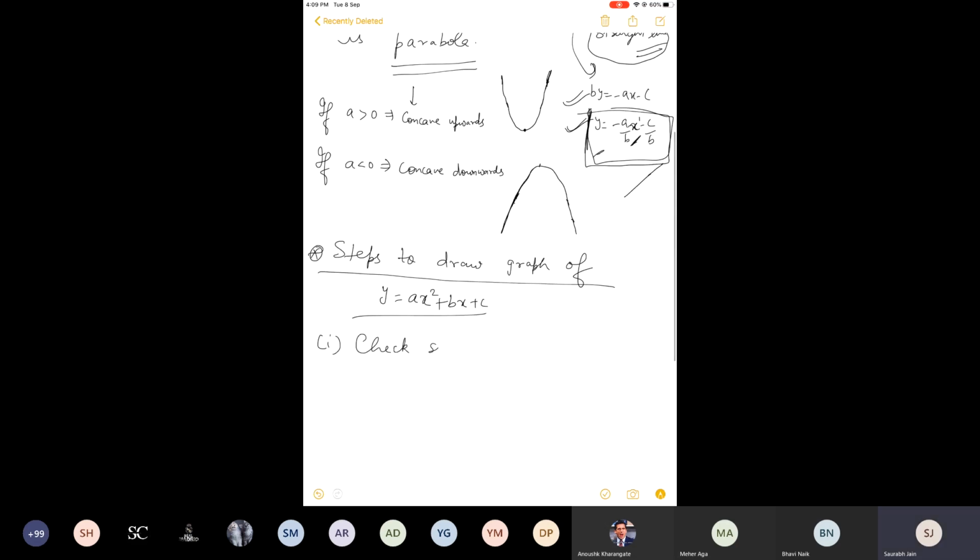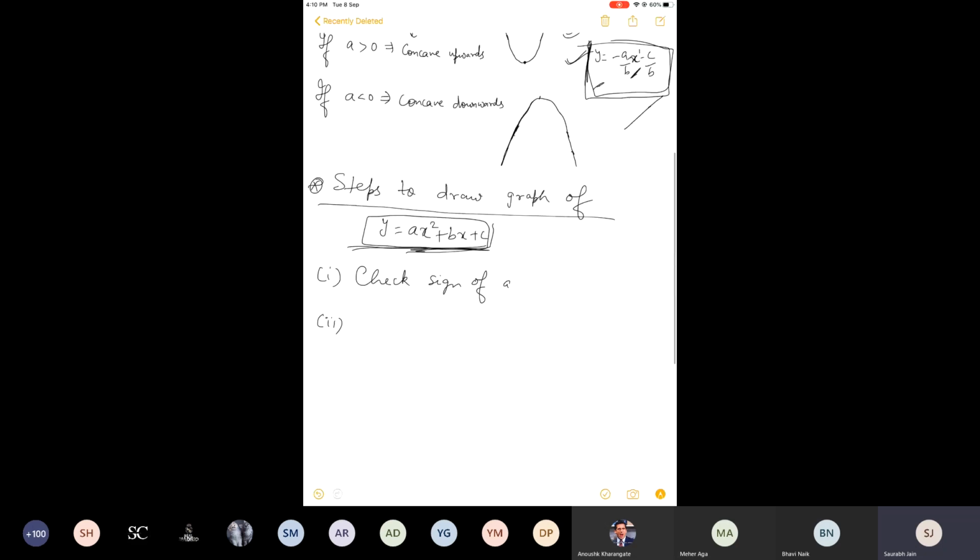First is check the sign of a. You know what is the purpose? I have just explained. If a is positive, mouth upward. If a is negative, mouth is downward. Kindly note that the expression should be written in this form only. That means on the left hand side there should be y only, and everything should be on the right hand side. We will take examples also. Just remember, the right hand side must contain the expression in the form ax square plus bx plus c, and y should be present on the left hand side.